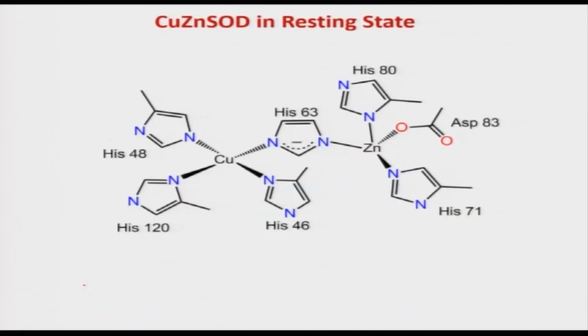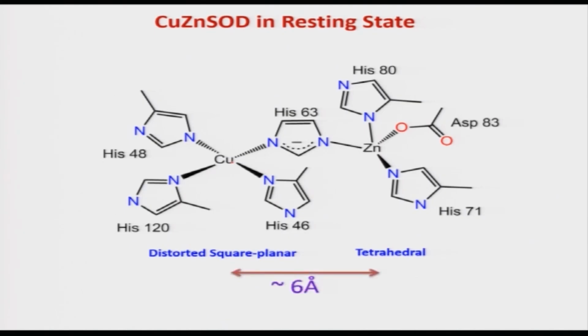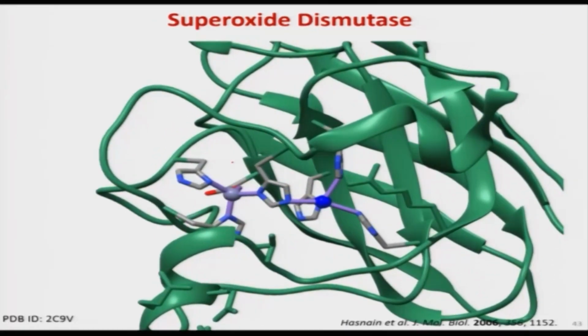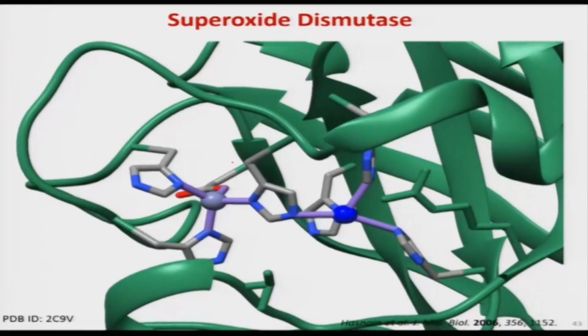So, if you look at this copper zinc superoxide dismutase in the resting state, you see that this copper is in a distorted square planar structure, whereas zinc is in a tetrahedral structure, and the distance between copper and zinc is more than 6 angstrom in the resting state. Okay. So, this is the X-ray structure of superoxide dismutase.